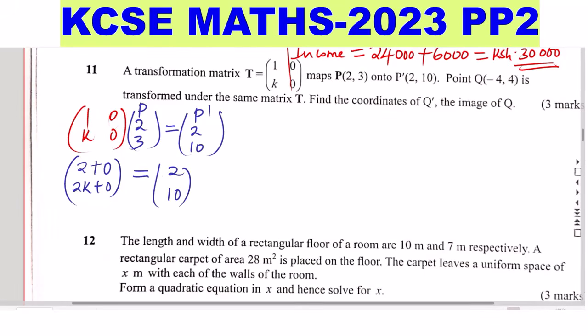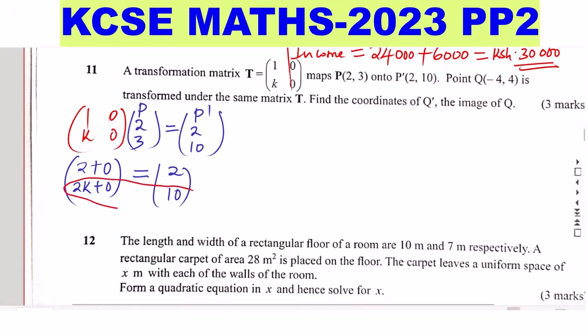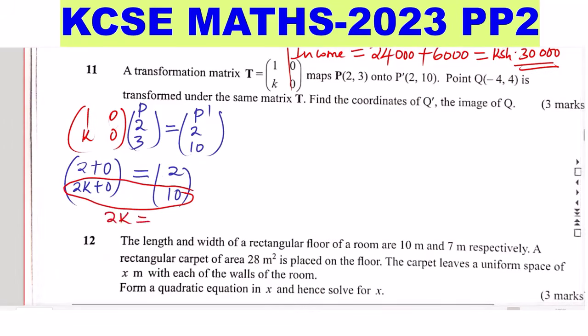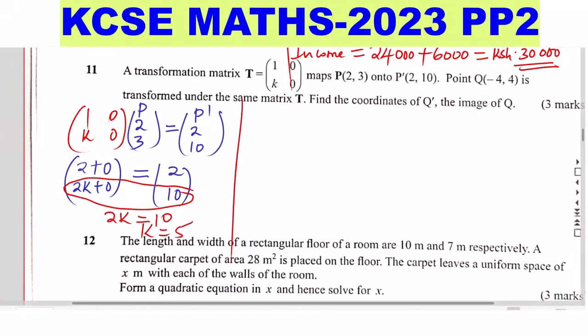So for this you just pick this one. So 2K plus 0 is equal to 10. You get 2K is equal to 10, and K is equal to 5. So now we have the value of K. So therefore matrix T now is complete. Just substitute K with 5, giving 1, 0, 5, 0.